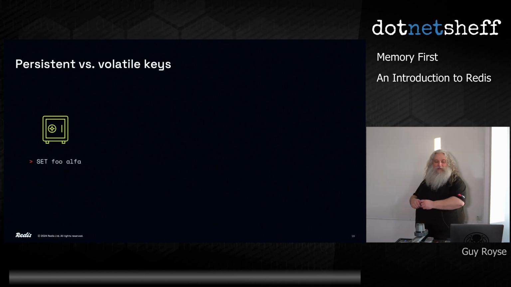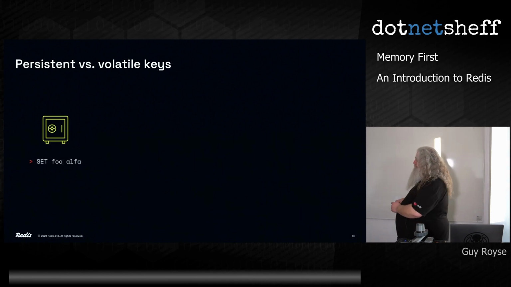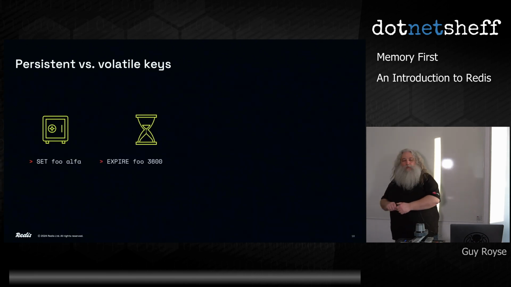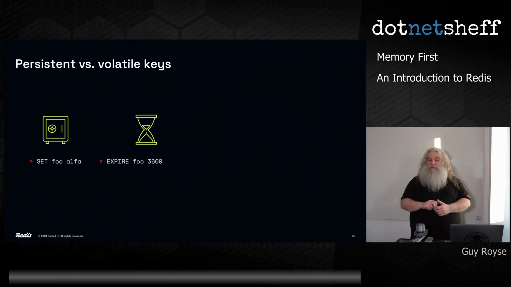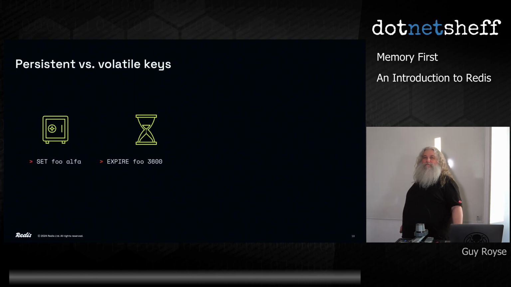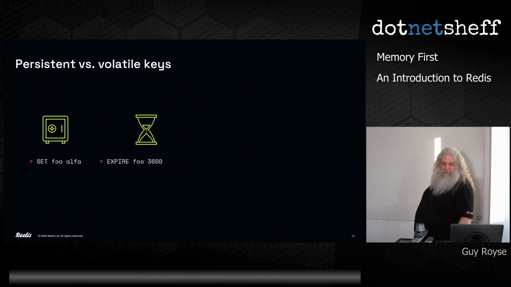It's fairly straightforward. Here I am setting foo to alpha. That is now a persistent key. It is safe. It is not going anywhere. If I want to make it non-persistent, if I want to make it volatile, I can give it an expiration and say, expire in 3,600 seconds. So stick around for an hour. Or I can say expire at a particular time.